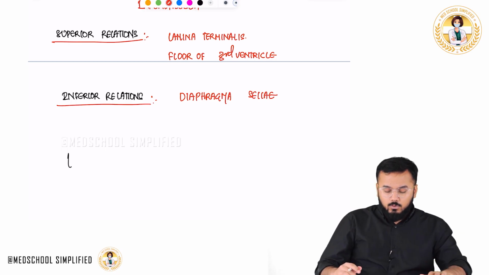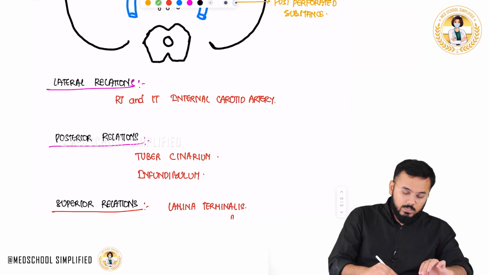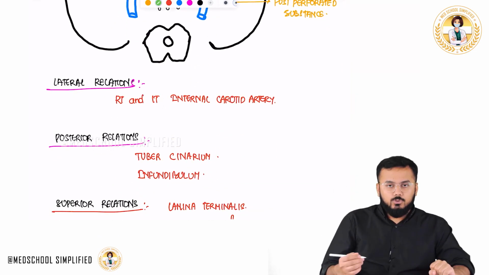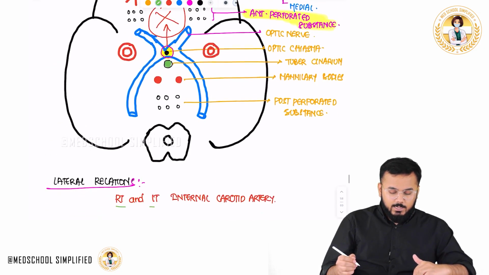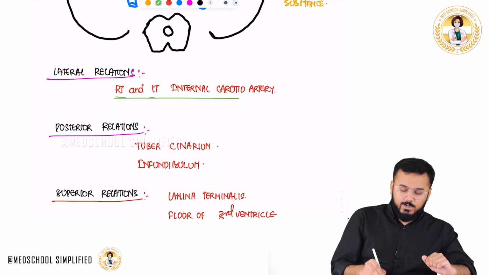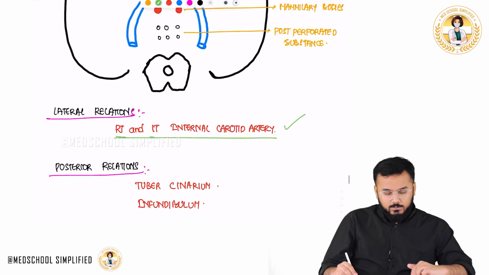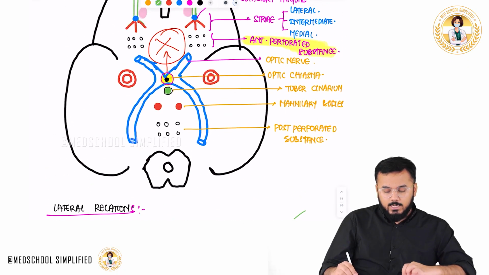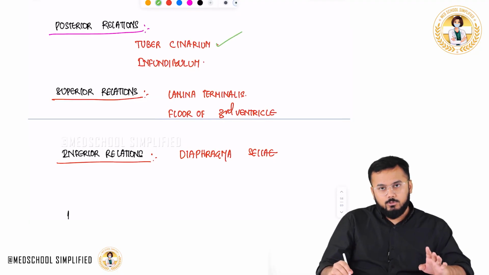Okay. So now we shall discuss all the structures one by one. Let us tick one by one each structure we have discussed. Coming to the lateral relations, in this picture they are very clearly visible. So the right and left internal carotid arteries are clear. Second, coming to the posterior relations, posteriorly we have this green colored thing. What is this called? Tuber cinereum. We already discussed tuber cinereum.